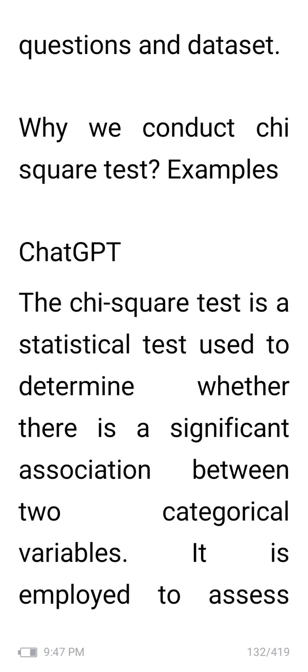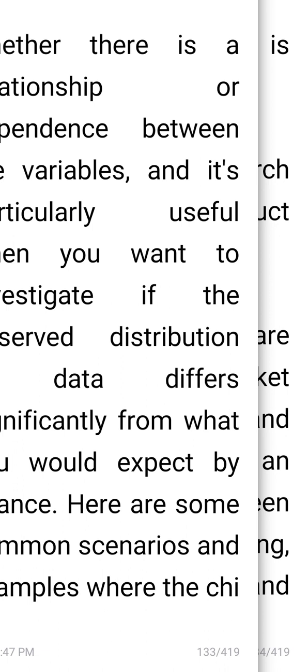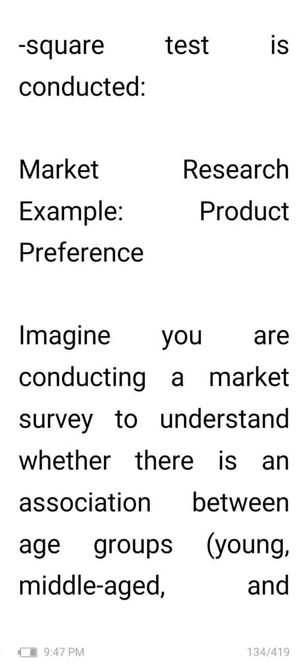Next topic is about chi-square test. The chi-square test is a statistical test used to determine whether there is a significant association between two categorical variables. It is employed to assess whether there is a relationship or dependence between the variables. It's particularly useful when you want to investigate if the observed distribution of data differs significantly from what you would expect by chance. Here are some common scenarios and examples where the chi-square test is conducted.